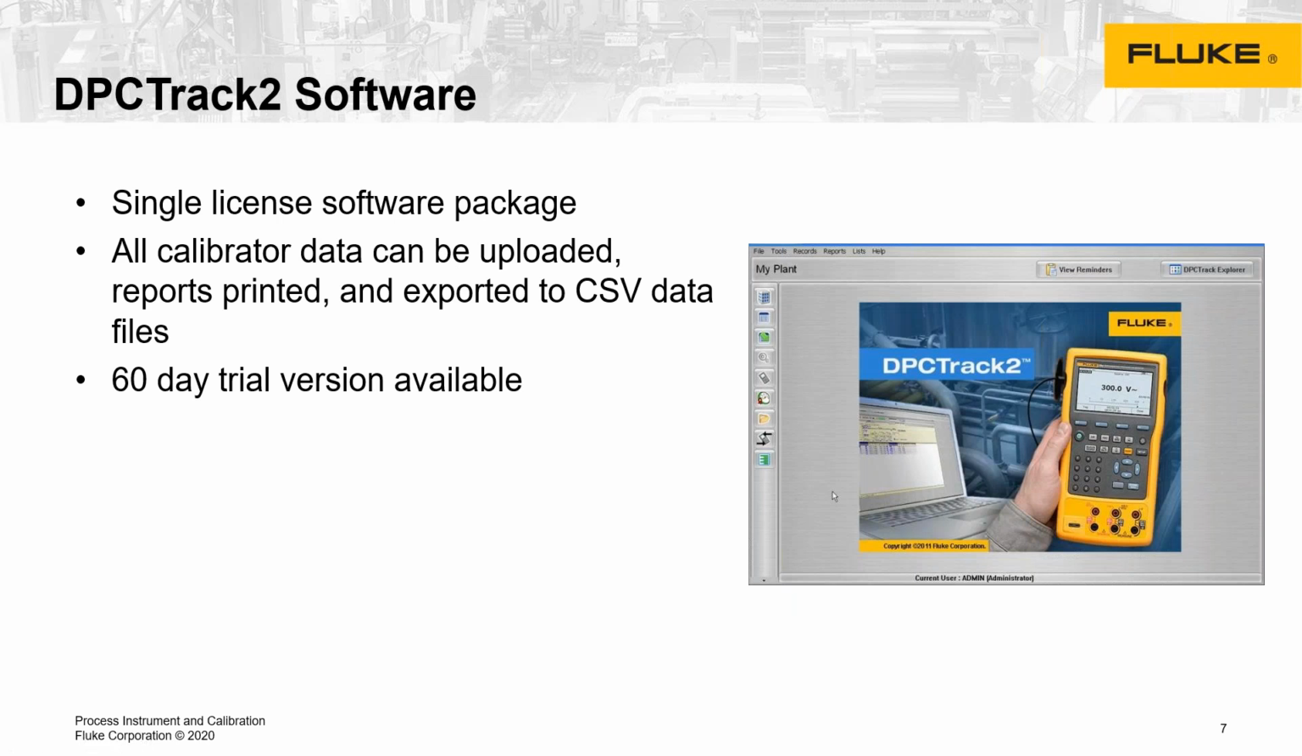DPCTrack2 is the Fluke version, or current Fluke version, of calibration management software. It's a very light, easy to use product, which will be used throughout the examples in this webinar. It is a single user license product that is installed locally on a machine, allowing interface with two Fluke calibrators that can pass procedures and calibration results back and forth. Those products being the Fluke 754 and the Fluke 729.